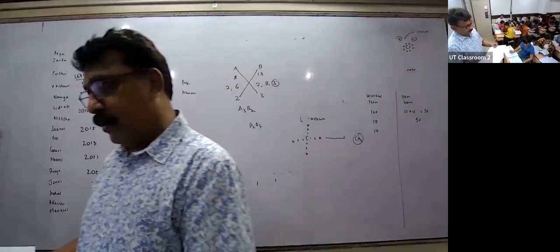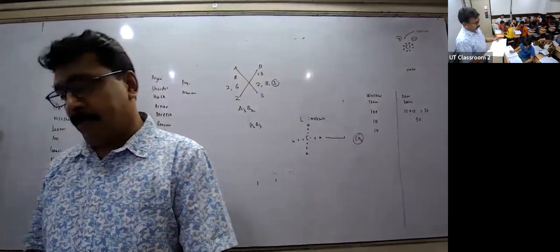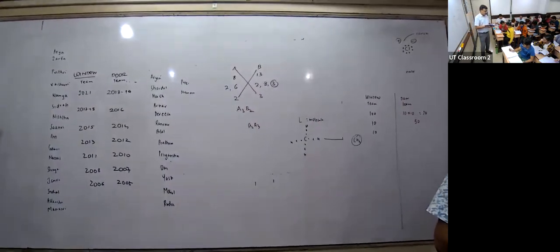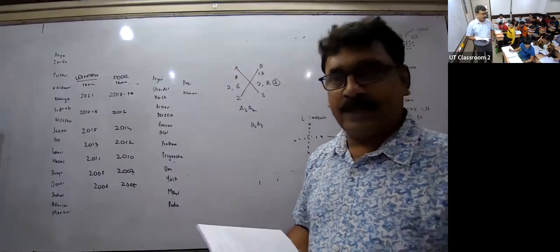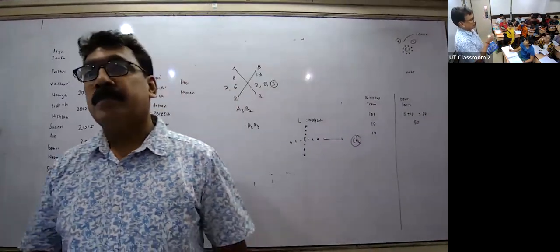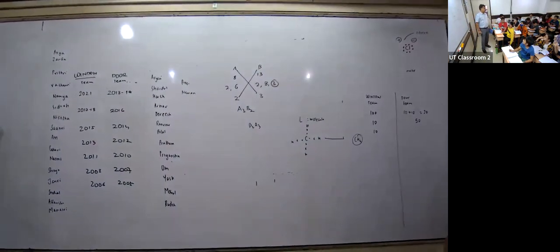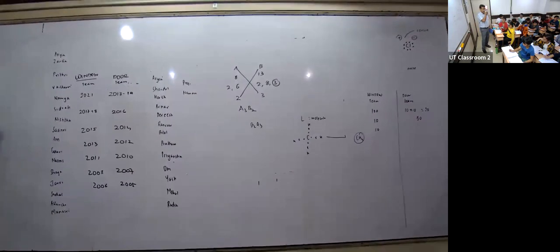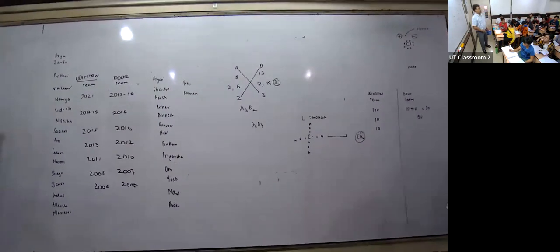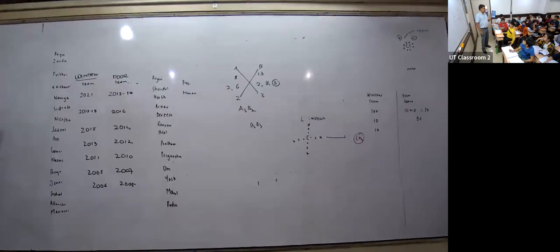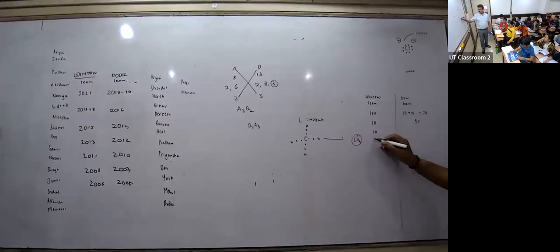Next one. Give appropriate scientific reason for the following statement. Carbon tetrachloride does not conduct electricity. Sir, because carbon tetrachloride does not have any free ions. Yes. But why? Because ions are needed for conduction. But what is the reason for carbon tetrachloride not giving free ions? It consists of molecules because it is a covalent compound.